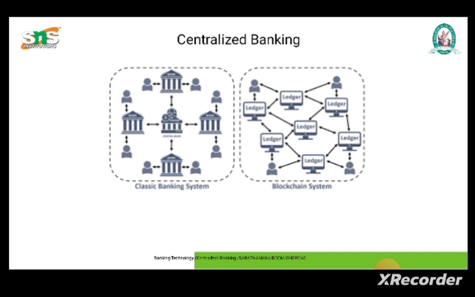Regulating member banks. Central banks regulate banks through capital requirements, reserve requirements and deposit guarantees. The third one is providing loans. Centralized banks provide loans to commercial banks and the government. The next one is managing foreign reserves. Central banks manage foreign exchange reserves.